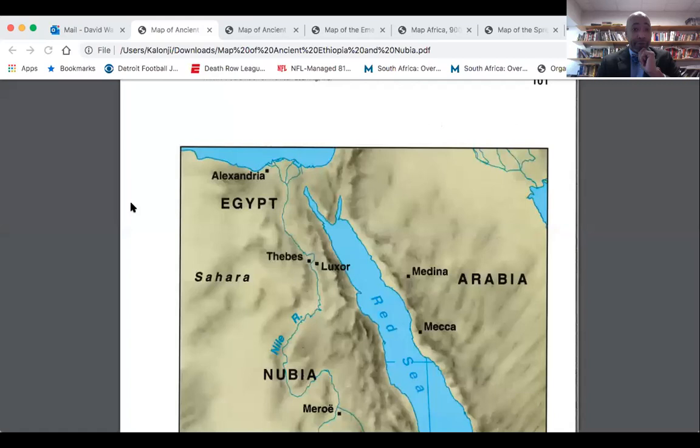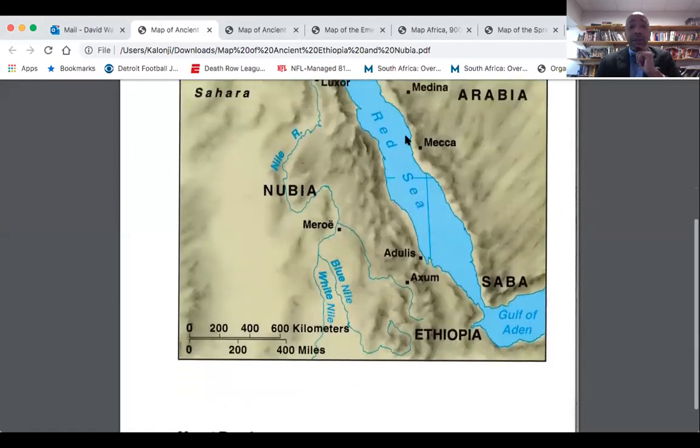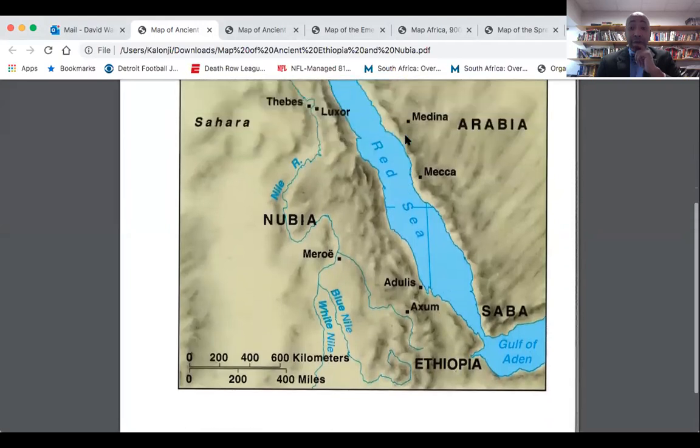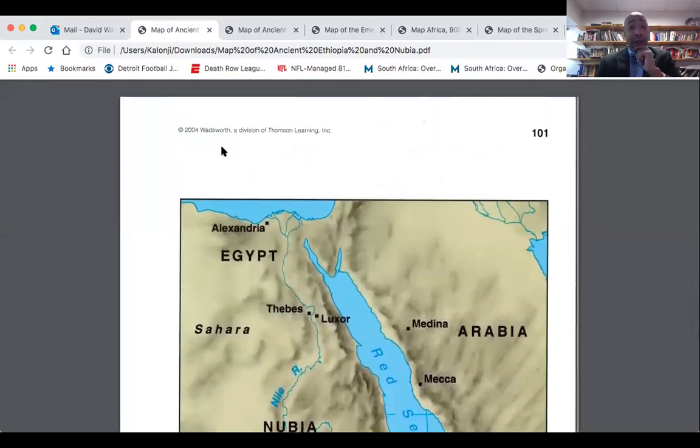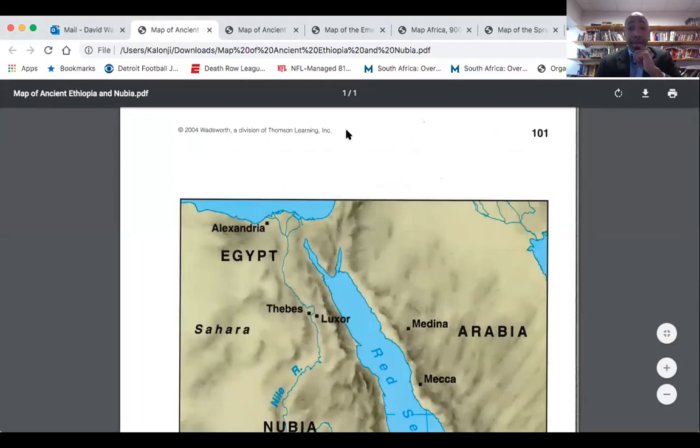So I want us to take a look at this map, because now we're going to letter B, Roman numeral one, letter B, right? Civilizations, pre-colonial, pre-European contact, African civilizations, right? All right, so I want to pull up a map. This is the map of ancient Egypt and Nubia. I got this map from Wadsworth, a division of Thompson Learning, Inc. I got a whole book of historical maps that I use when I teach, and I got them from this company in 2005, and it was published in 2004.